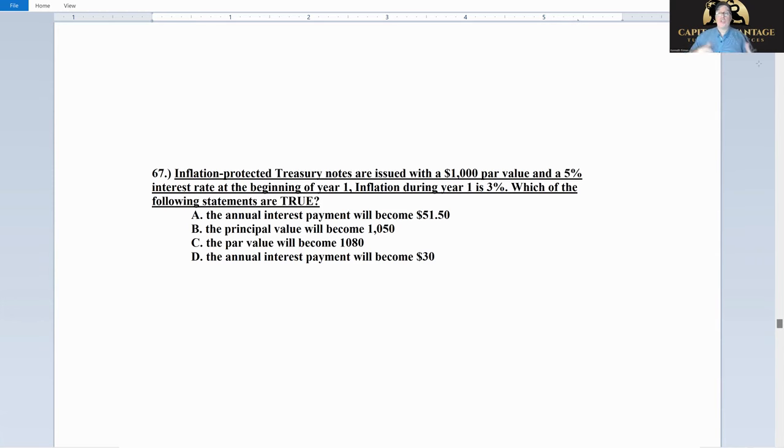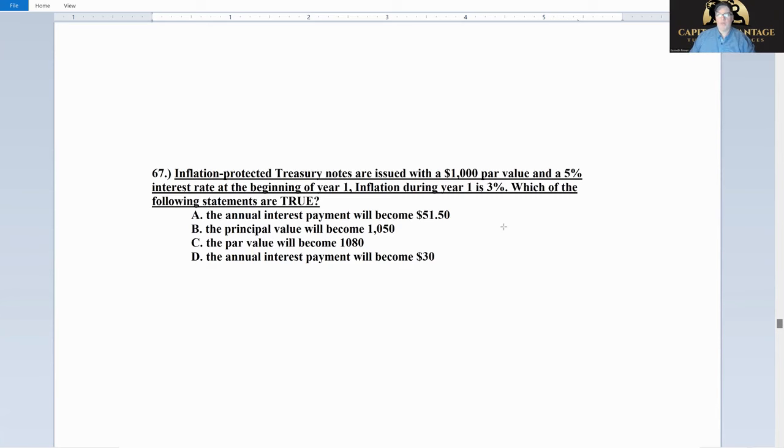So TIPS adjust for inflation. But remember, it's not the coupon that adjusts, it's the par value that adjusts. So if inflation goes up by 10%, the par value goes up by 10%. If inflation goes up by 5, the par value goes up by 5. So in this case, read this, press pause, read the question, try to solve it yourself, but I'm going to work through it. You have a $1,000 par, 5% interest rate. Inflation during the year is 3%. Now, Kaplan tries to do this in past perfect where it's over 3 years and you have to figure out each half a year. That's so stupid. I don't think the test is going to do it like that.